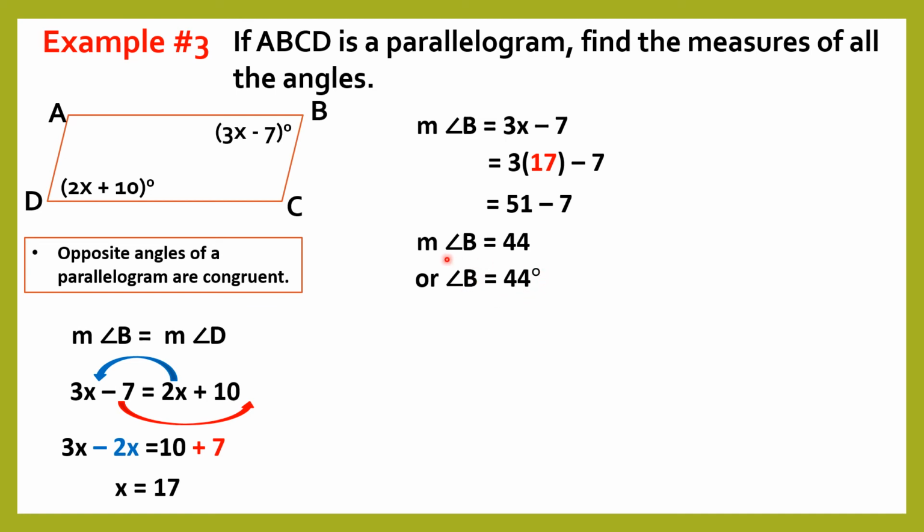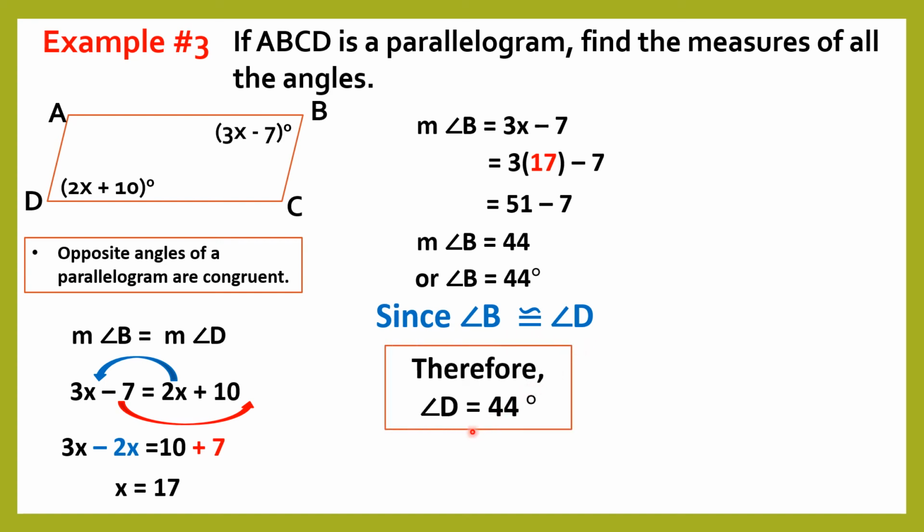Always remember, when we use measure in front, we do not use a degree sign at the end. When there is no measure in front, you have to use degrees on the last number. So, since angle B is congruent to angle D, therefore, angle D is also equal to 44 degrees.